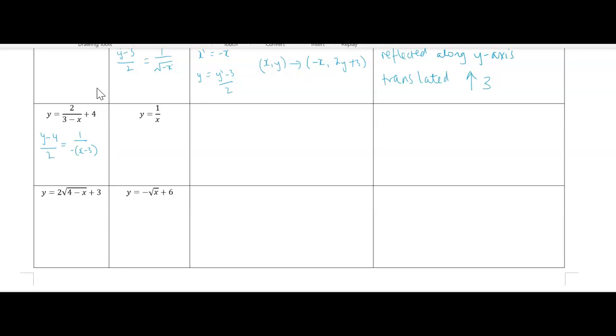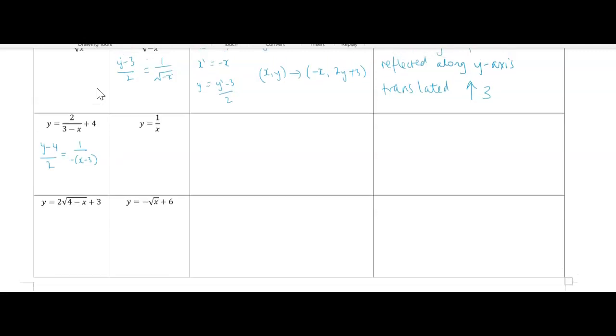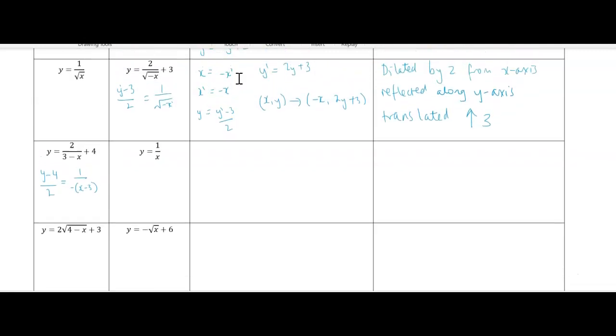All right, so basically what I did before is I said x was equal to that, negative x dash, but this time I'm going to do my x's first. So negative x minus 3 is equal to x dash. All right, so it's already been done. We don't need to transpose the equation. And then our y, what have we got? Y minus 4 on 2 is equal to y dash.